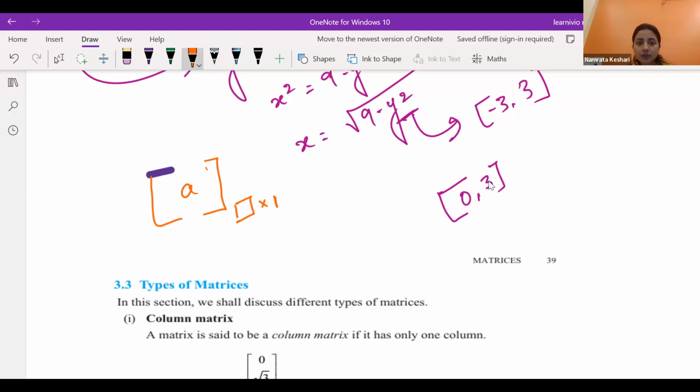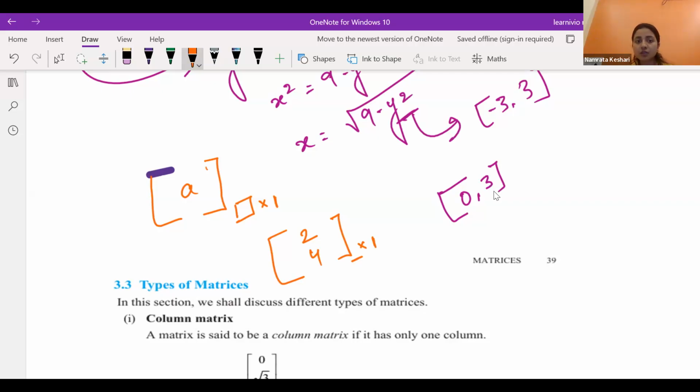Now suppose we are having 2 rows, 3 rows, 4 rows, 5 rows, but the column will be maintaining one. The column will be maintaining one. The number of rows can be, suppose, 2, 4. This is also one of the examples of a column matrix. Got it? Yes, ma'am.